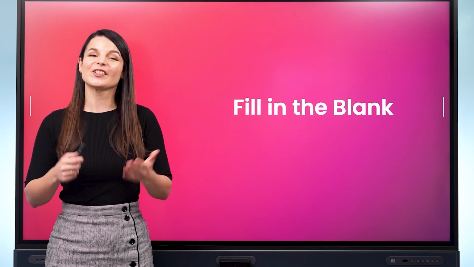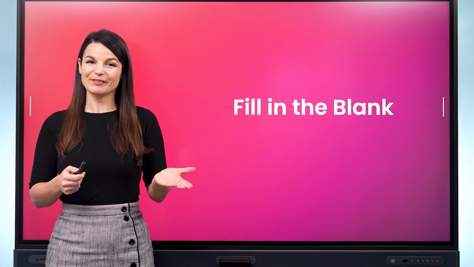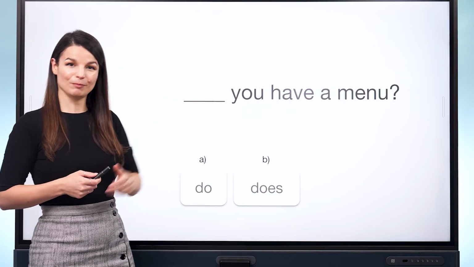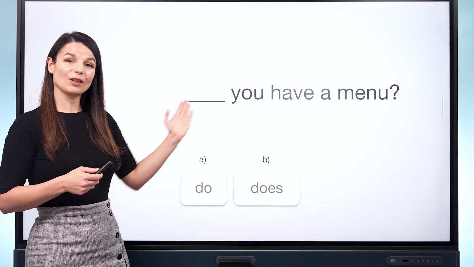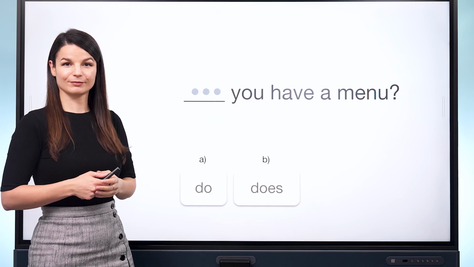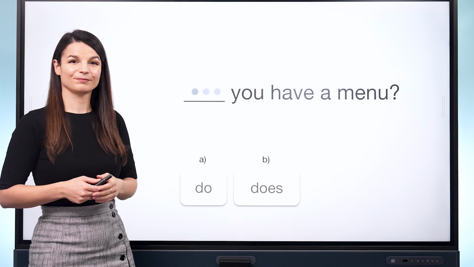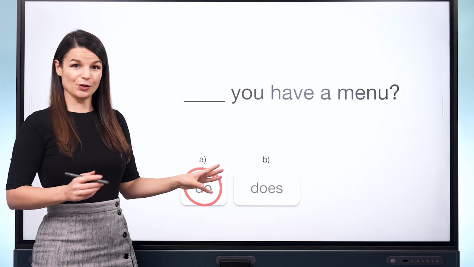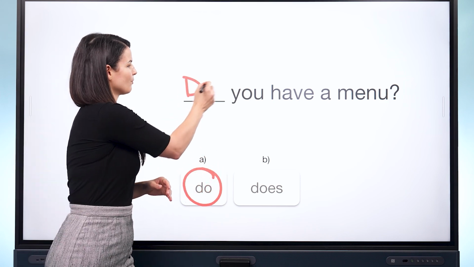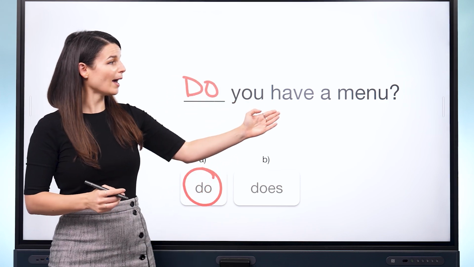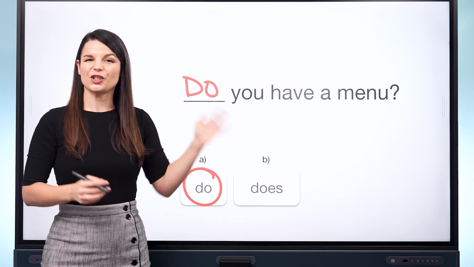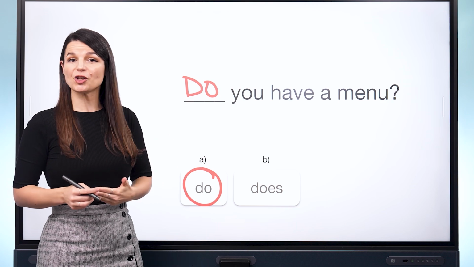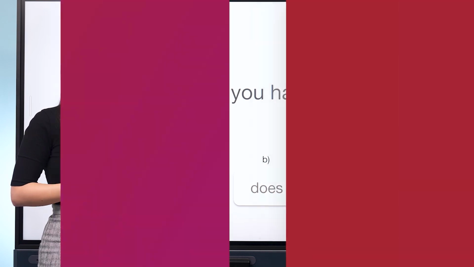Choose the best answer to complete the sentence. Ready? You have a menu? Do. Do you have a menu? Do is used here because it matches the pronoun you.